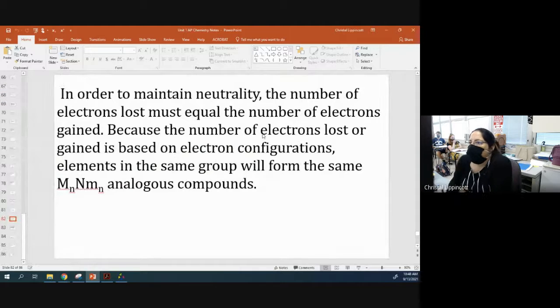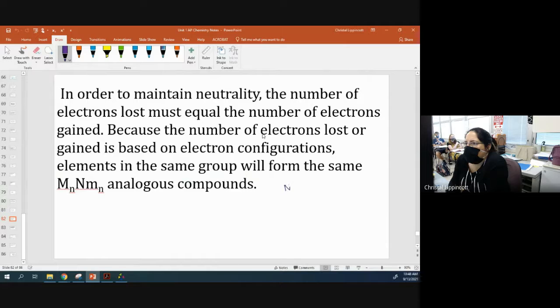All right, so for example, if we had sodium oxide, its formula would look like this. Potassium oxide's formula would look like this. So these are in the same family, okay? They're going to form the same compounds because this is a +1, this is a -2. So you would need 2 +1s to balance out the -2 over here.